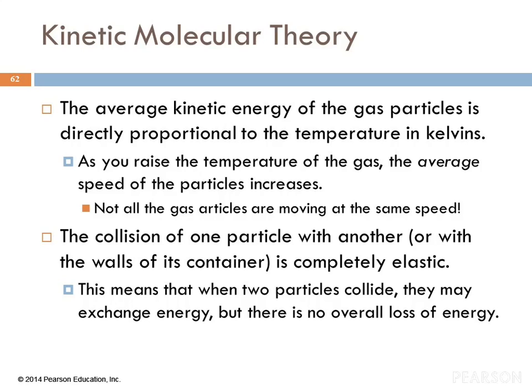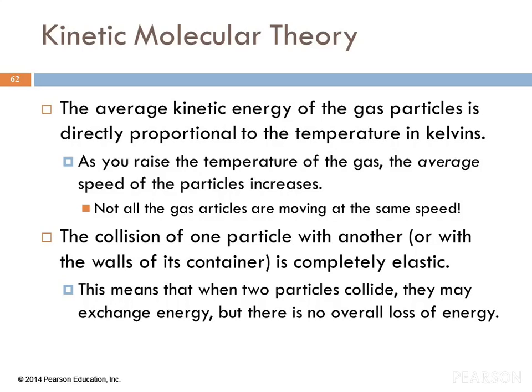Average kinetic energy is measured by temperature. Temperature is a measure of the average kinetic energy of a substance. So here we have these gas particles, they're moving. Their average kinetic energy is directly proportional to the temperature in kelvins. Because you can't have negative kinetic energy, can you? No. And at 0 Kelvin, what would happen to the motion of the gas particles? They would stop. Because 0 Kelvin would be 0 kinetic energy. The only way to have 0 kinetic energy is to not move at all.